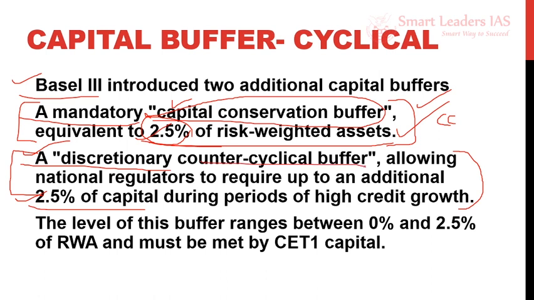Discretionary CCB in Salopuriyadu is not meant for all banks. As of now, the current practice is the RBI is allowing this only for D-SIBs. Domestically, systemically important banks, there are only three banks in India which are qualified under this category: SBI, ICICI, and HDFC. Right? So, this is some basics about capital conservation buffer.